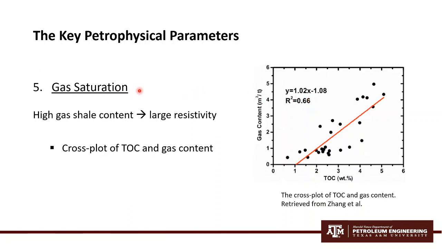We have also gas saturation. High gas shale content corresponds to large resistivity reading. The gas content and TOC obtained by core analysis data can also display a good correlation between them, where the gas content would be calculated with TOC. This is basically the TOC versus gas content plot, where each dot corresponds to the core analysis.